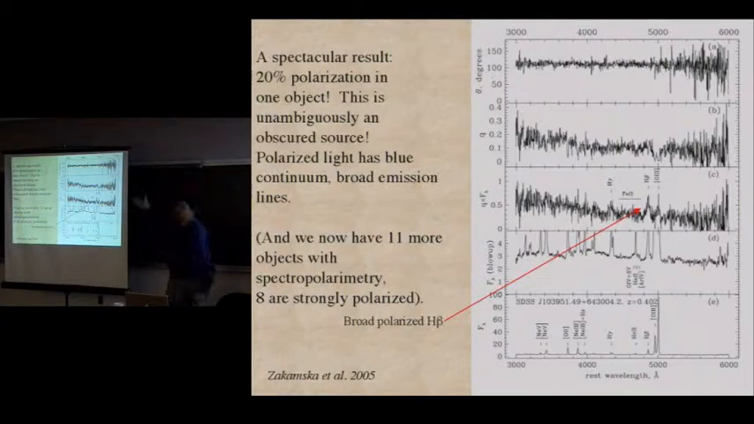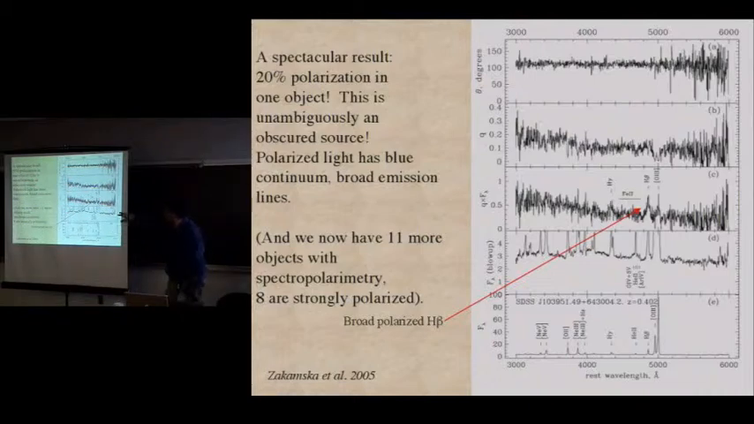So lo and behold, these things really are hidden AGN. Another thing is that the polarization fraction is whopping. These are almost 20% polarized. In the spectropolarimetry game, people get real excited when they're over 3%. This is 20%. So these are big numbers. These are as strongly polarized as any extragalactic object I know of in the optical. And our picture is indeed more or less correct. So we're happy. This is one example.